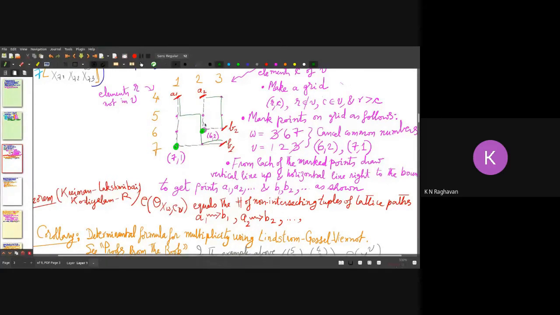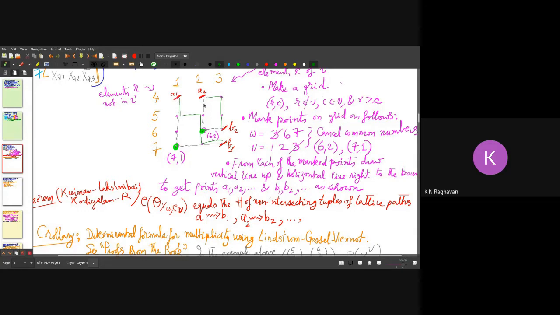So what you do is, in this case, if I have an n-tuple, then it's going to be an n by n matrix. And what are the entries? The entries will be just the number of paths from A1 to B1. That will be the 1-1 entry. The number of paths from A1 to B2. Remember, we are not going from A1 to B2, but in the determinant entry, you write all the possible lattice paths from A1 to B2. Don't worry about any other paths. Just write down the total number of paths from A1 to B2. That will be the second entry.